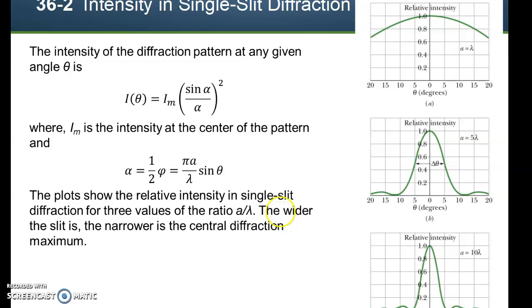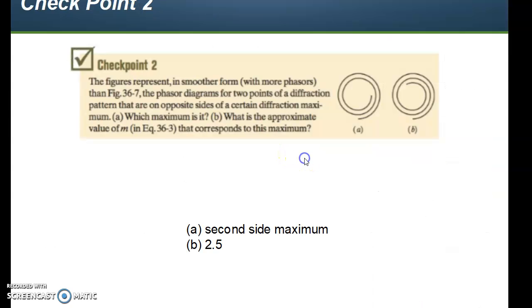Okay, the timer went off on me again. But I think you've had enough time to understand that we go from a equals lambda, here a equals 5 times lambda, here a equals 10 times lambda. And so the wider the slit, the narrower the central diffraction pattern. Okay, so wider slit here, this gets narrower. Just to understand the way in which that works.